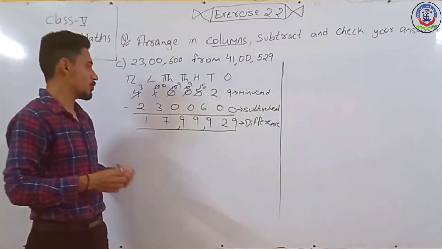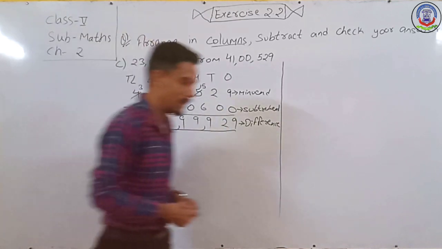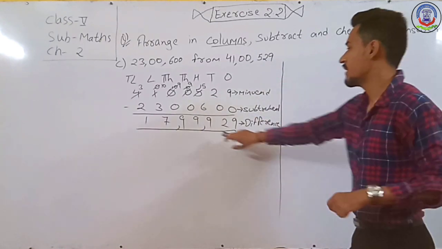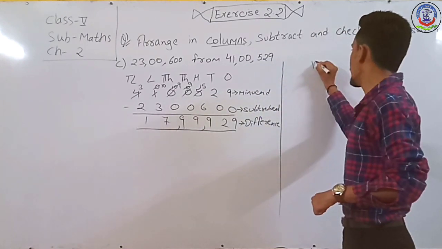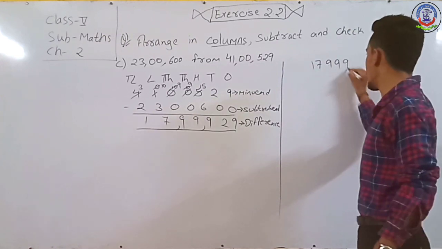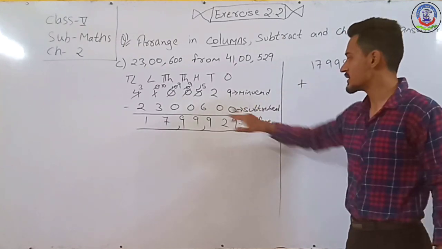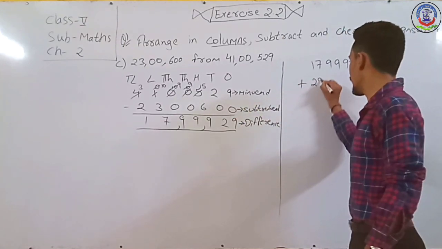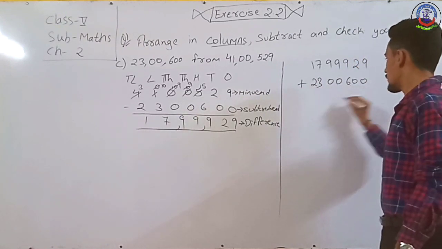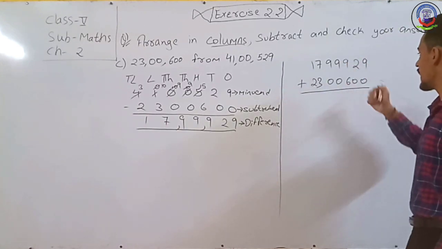So as we know, we have to check the answers. So in checking the answer, we have to add the difference and the subtrahend. So we have the difference of 17,99,929, and we have to add this subtrahend, that is 23,600,000.